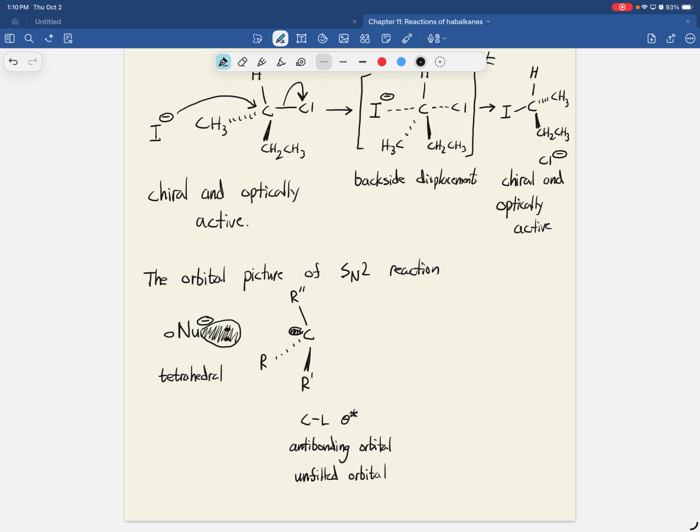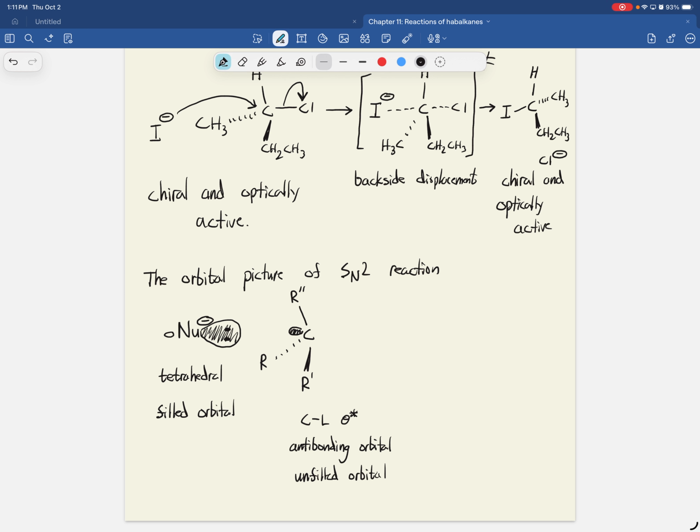All right, the reason why it's unfilled is because if it was filled, if there were all 2 electrons in there, it will not promote bonding. That's why it's called anti-bonding. Anti-bonding orbital is unfavorable. Remember what we talked about way at the start? Okay, so this orbital is unfilled. This right here is a filled orbital.